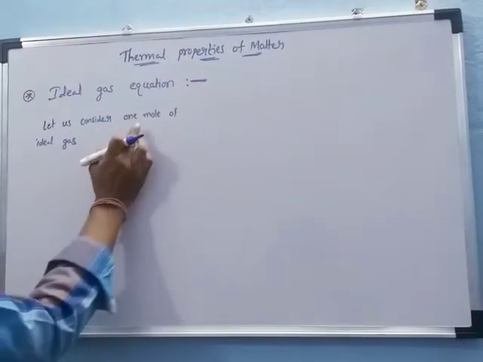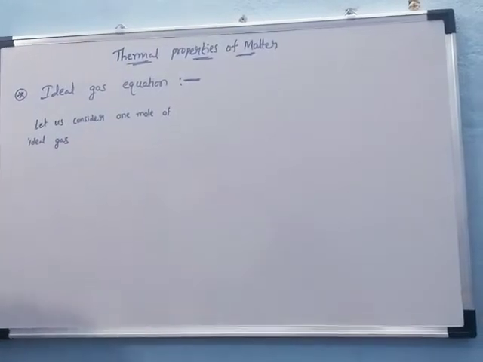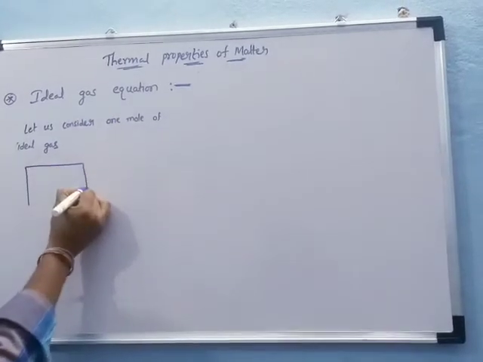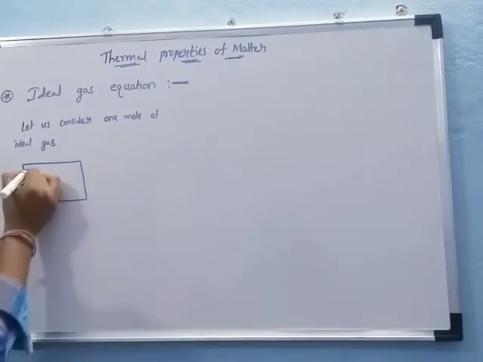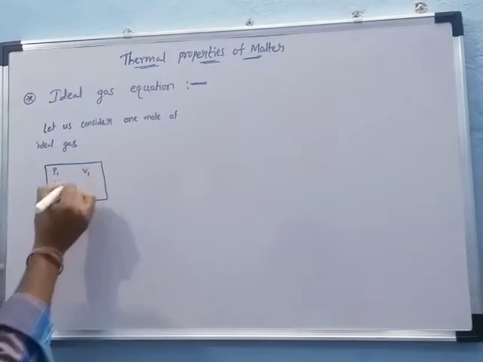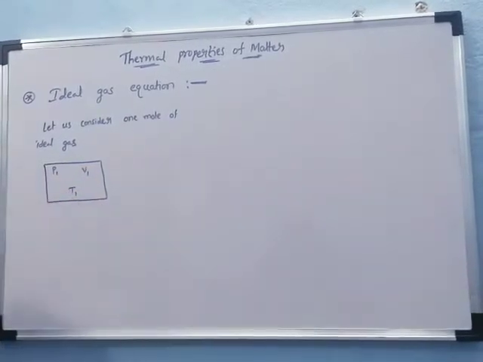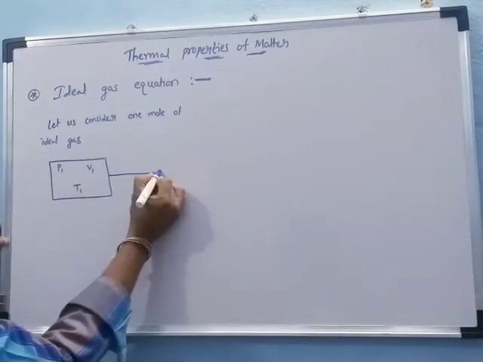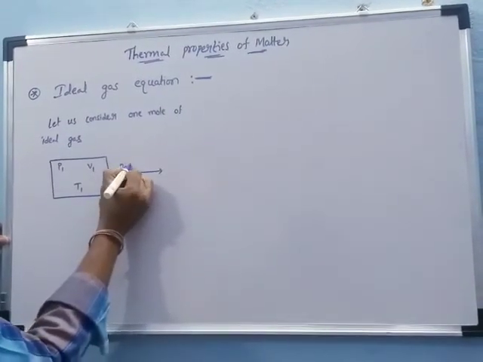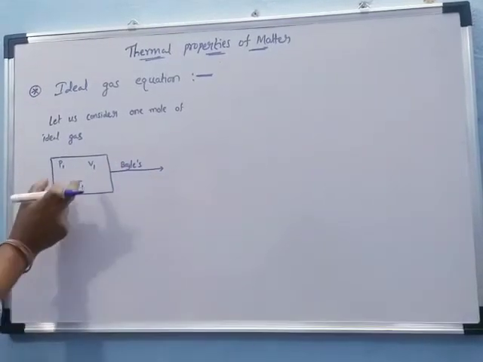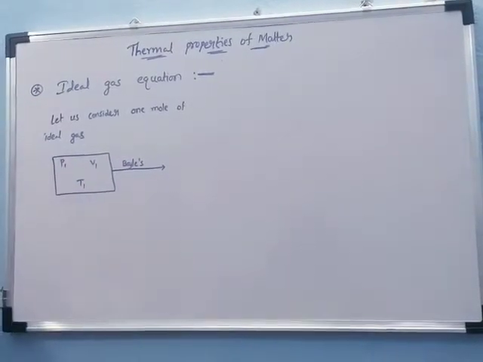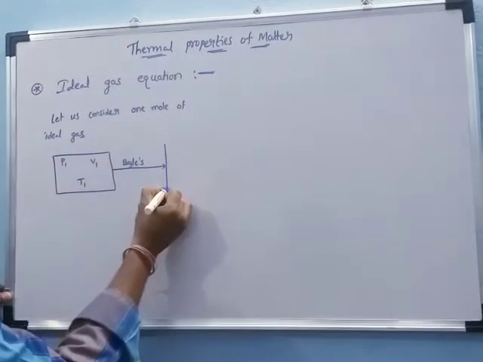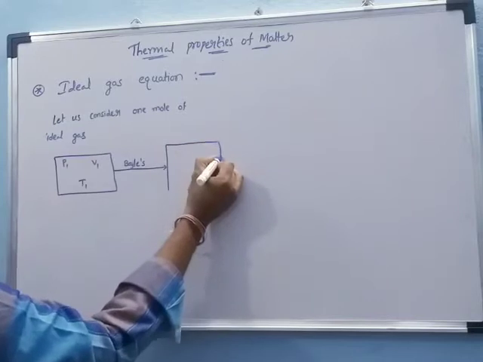Here, how many moles are taken? 1 mole. Initially, the pressure is P1, the volume is V1, and the temperature is T1. Now apply Boyle's law here. Boyle's law can be applied to any ideal gas. What is Boyle's law? The pressure is inversely proportional to the volume at constant temperature.